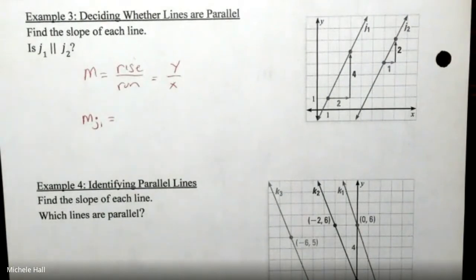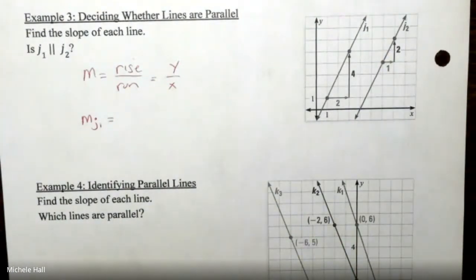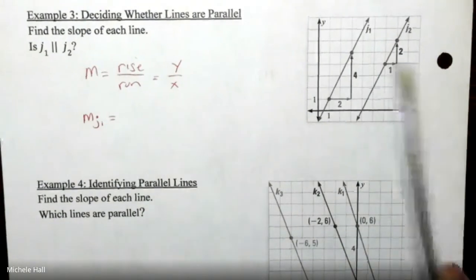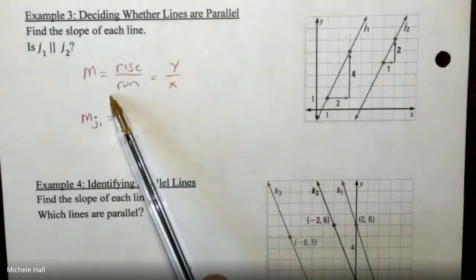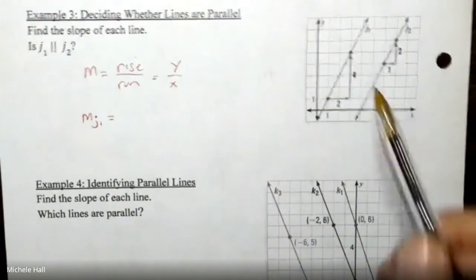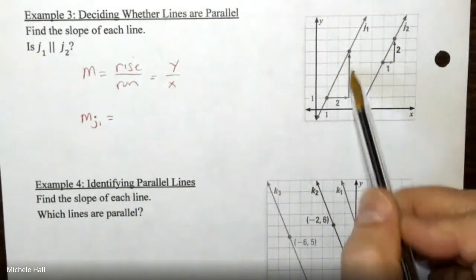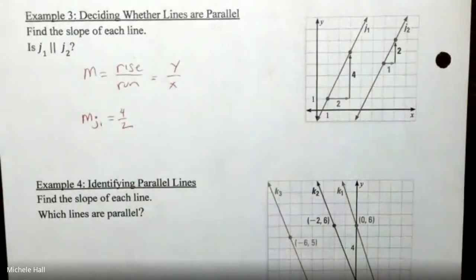Rise and run. Try to figure out what the slope of J1 is. What would be rising and running? Write it down. You have a pencil to erase. What would be the slope of the first line, J1? It says rise over run. That means my y value over the x value. You would say that this is my rising 4, this is my running 2. And then I would just simplify. I wouldn't leave it like that.